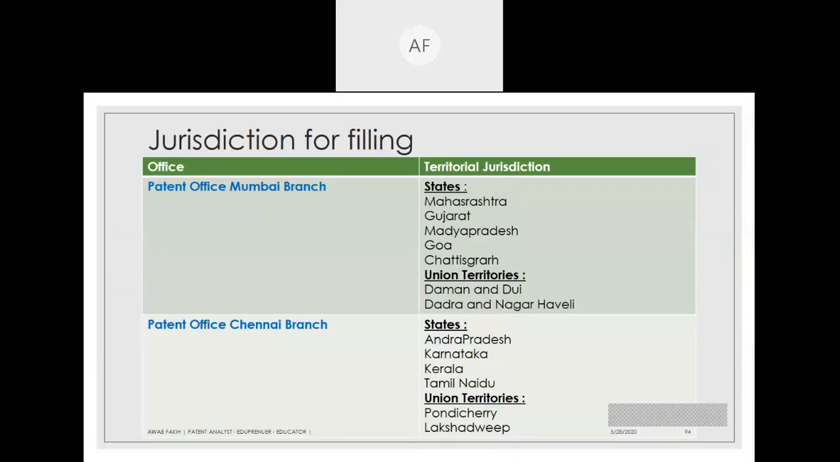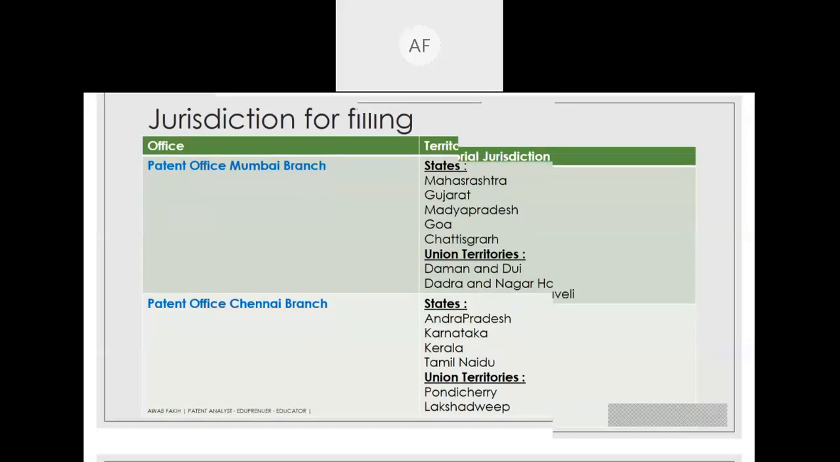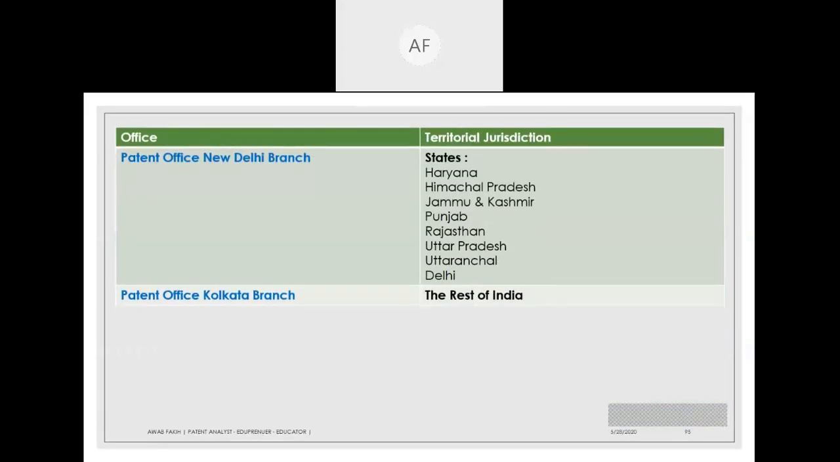As you can see on the screen, the patent office along with the territorial jurisdiction is mentioned. In Rule 4 of the Indian Patent Act, my dear friends, jurisdiction has been discussed. Jurisdiction is very important and once decided cannot be changed. But if the controller wishes to transfer the application, he can transfer it to another patent office also.